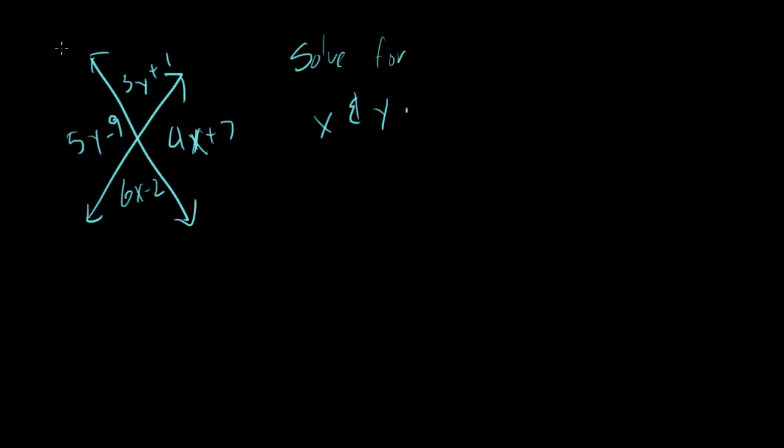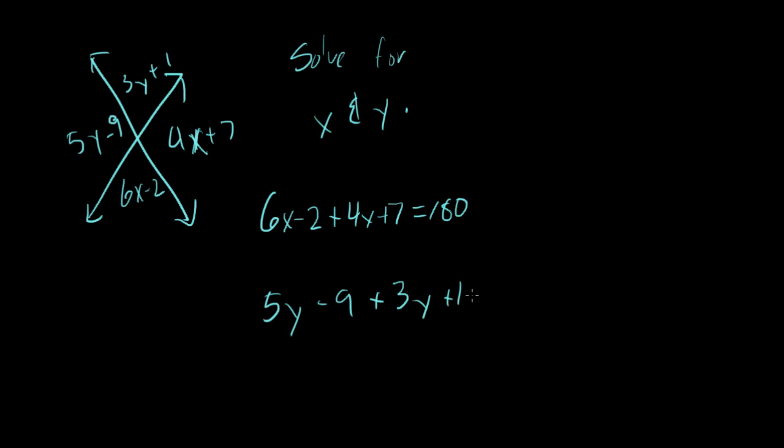Alright, well, we have to figure out what to do. Well, we've got an x here and an x here. What kind of angles are those two angles? Well, those are a linear pair, so we're going to have to say 6x minus 2 plus 4x plus 7 equals 180, and solve for x that way. Same thing for y. Those are a linear pair, so we'll have to say 5y minus 9 plus 3y plus 1 equals 180, and solve that way. And that's not too bad. You just have to notice which is which.